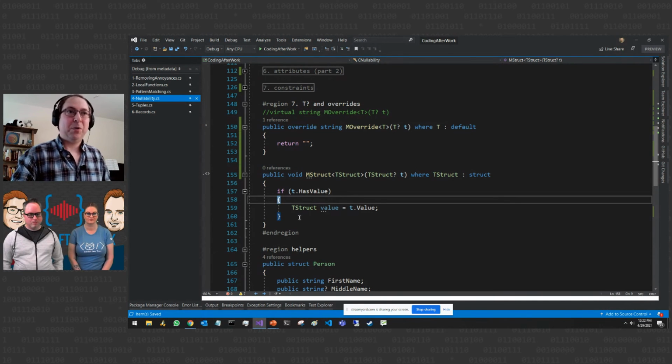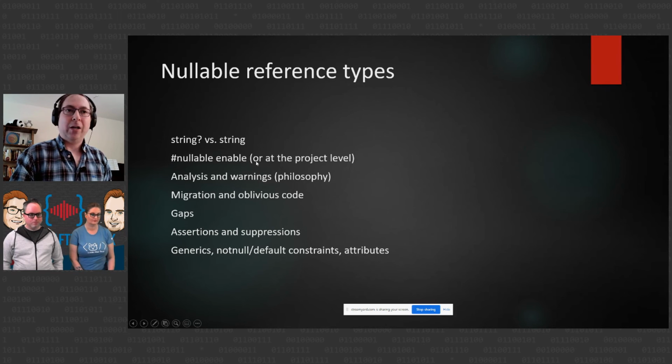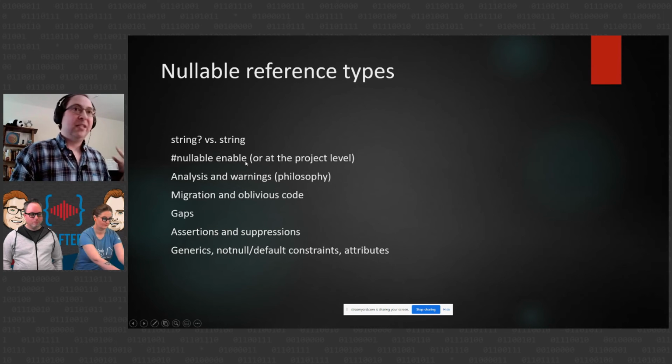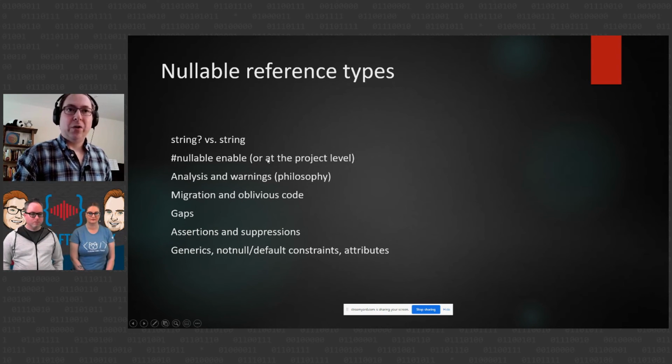So that's pretty much it for nullability. I'll jump to the recap. We talked about how now you can differentiate between a nullable string and a not-null string. You do that with the context, which is nullable enable in your source. There's a corresponding nullable disable and nullable restore for cases where you want to enable just a portion of your code. You can also enable at the whole project level.